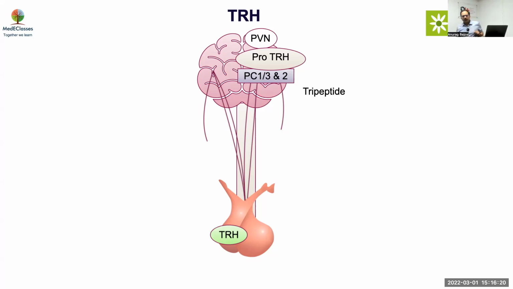Now, what does TRH do? Which hormones are affected by TRH? TRH stimulates TSH first. Its main role is thyroid stimulating hormone, but it also stimulates prolactin. And this is important: if anybody has primary hypothyroidism, you will have secondary hyperprolactinemia, because TRH will stimulate the prolactin in that setting.